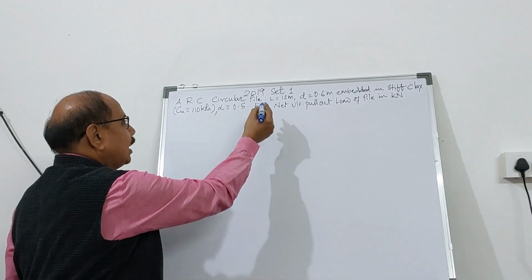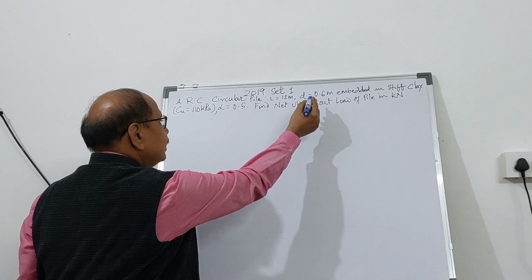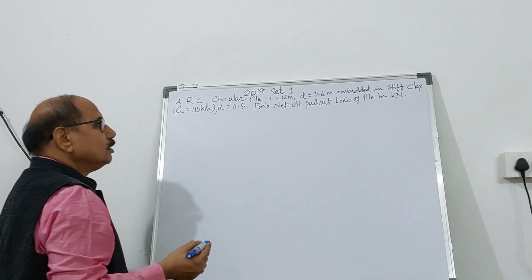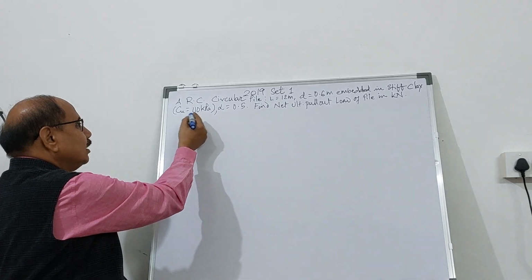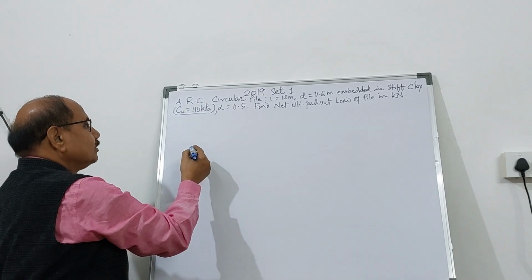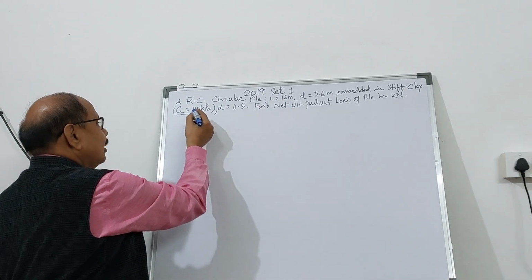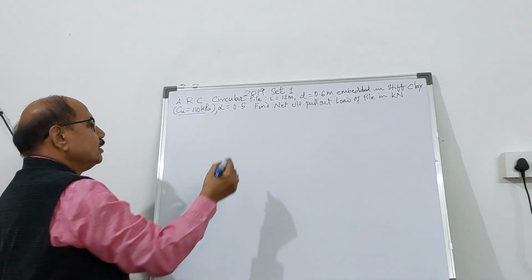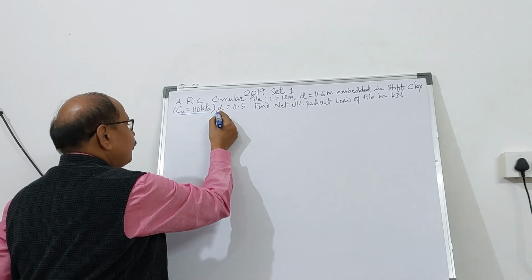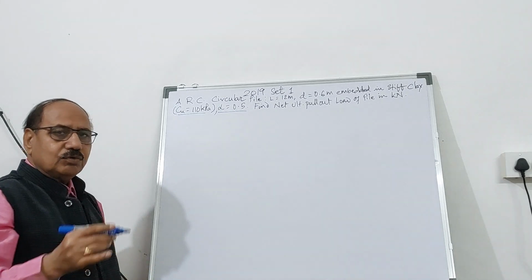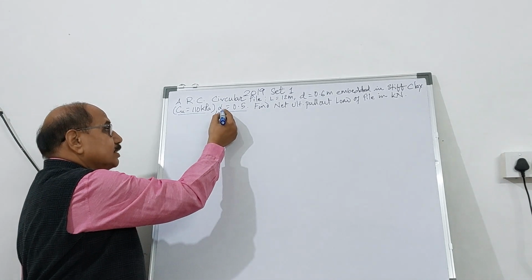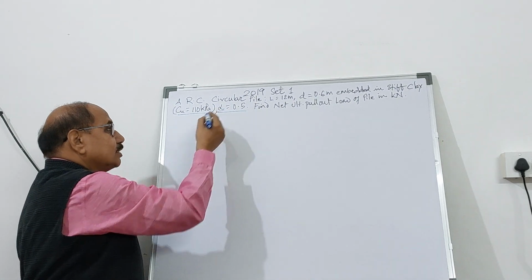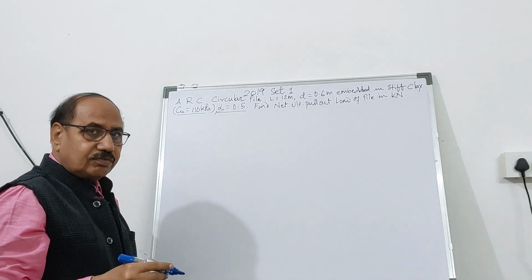RC circular pile, length is given, diameter is given, embedded in a stiff clay. The properties of the clay are given, and when it is a stiff clay, Cu value is quite higher. Therefore, the value of alpha will be on the lower side. Softer the clay, alpha will be on the higher side. So adhesion factor is higher if it is soft clay.